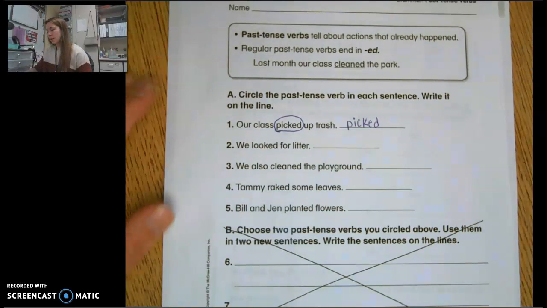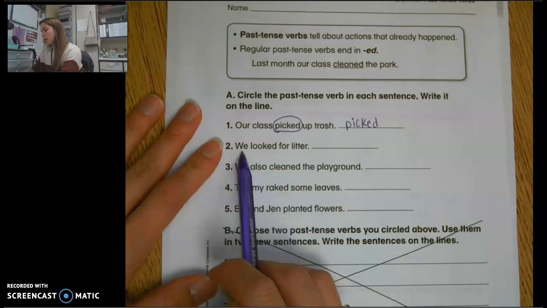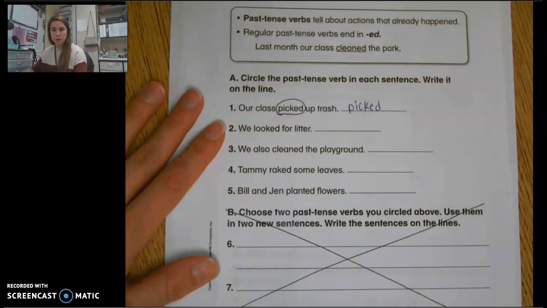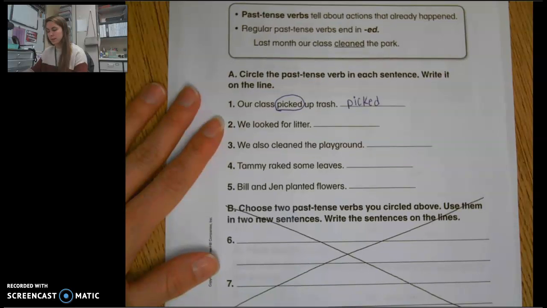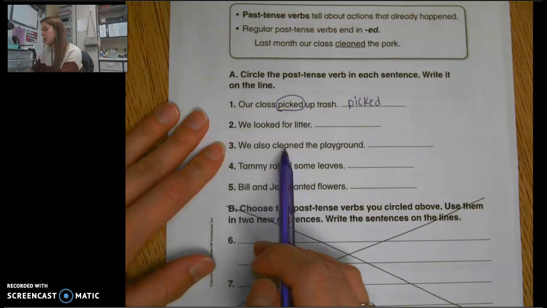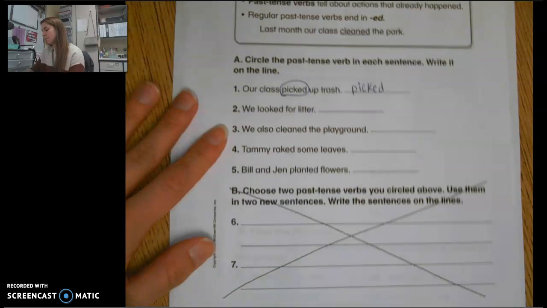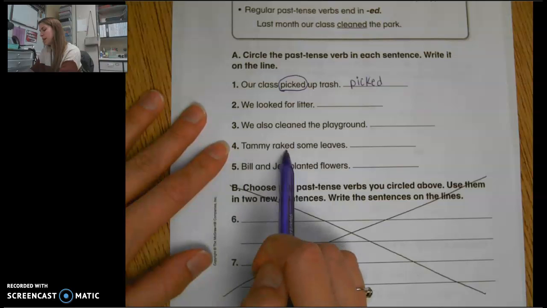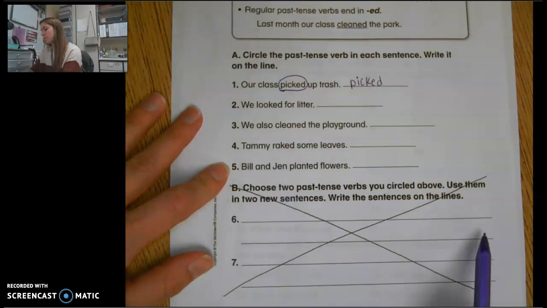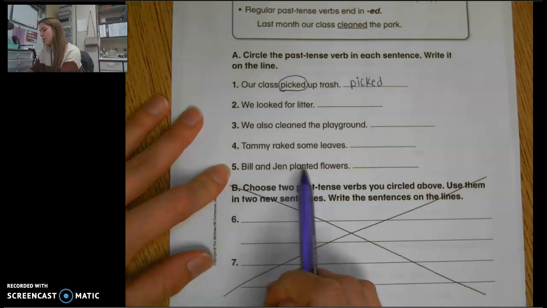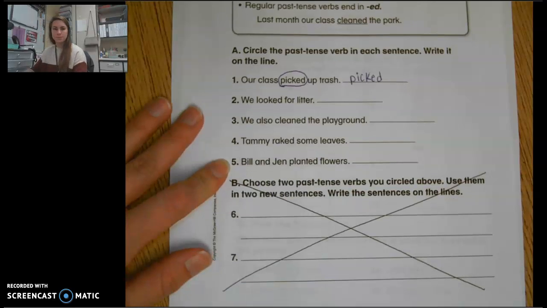Okay? Number 2 says, we looked for litter. So think about which word is a verb and is also past tense. Number 3, we also cleaned the playground. Number 4, Tammy raked some leaves. And number 5, Bill and Jen planted flowers.